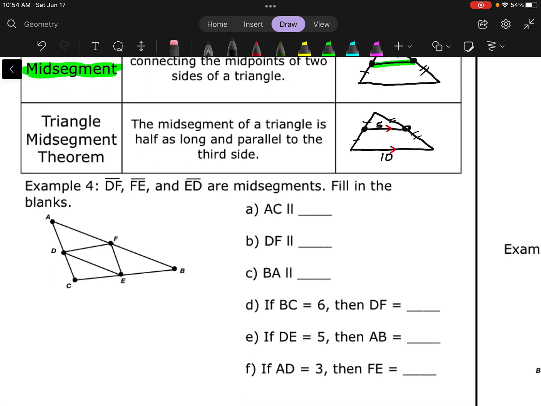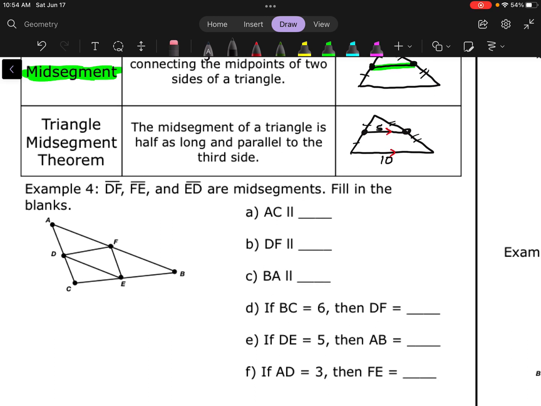So let's see what example 4 says here. Example 4 has actually drawn in all 3 midsegments. It says DF, FE, and ED are all midsegments. Okay, so before I go anywhere, that means that D is a midpoint, F is a midpoint, and E is a midpoint. Okay, so all 3 of those points are splitting those into 2 equal parts. And they want us to fill in the blanks here and find out what's going on here.